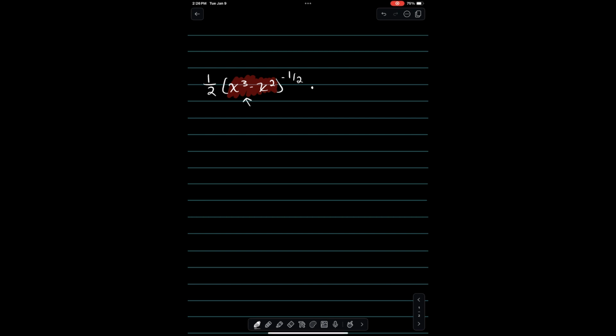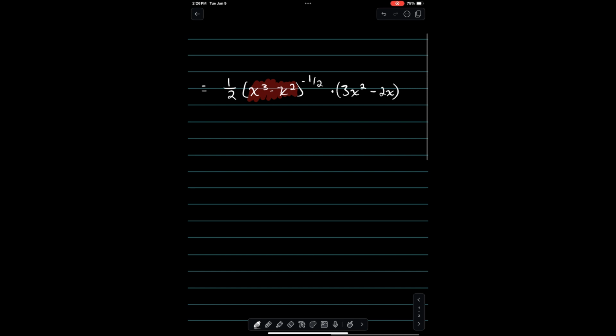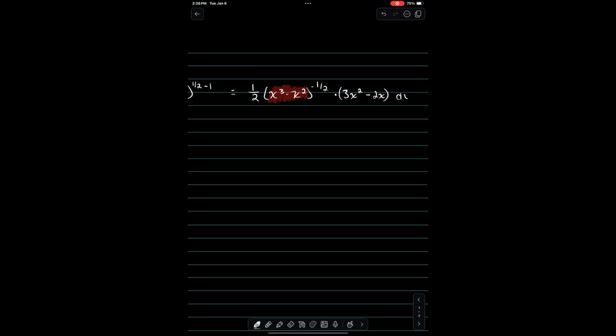And when we take the derivative of the inside, we get 3x squared minus 2x dx. Okay? So that's what we get when we take the derivative. And this is your answer.